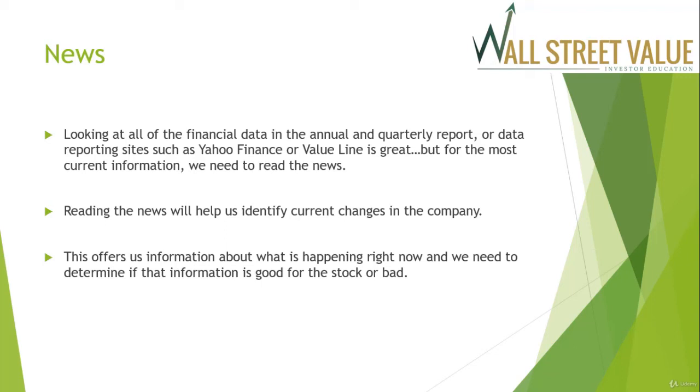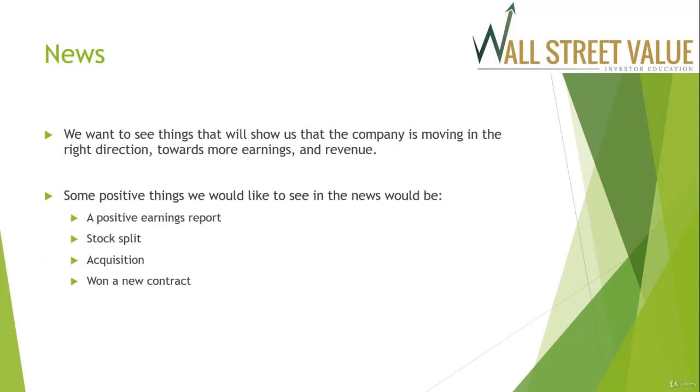But for the most current information, we need to read the news. Reading the news is going to help us identify current changes in the company. This offers us information about what's happening right now, and we need to determine if that current information is good for the stock or bad. We want to see things that will show us that the company is moving in the right direction towards more earnings and revenue. Some of these things could be a positive earnings report. Stock split usually helps the stock out. Acquisition, as long as it's done correctly. If they win a new major contract, that's really going to help the stock out.